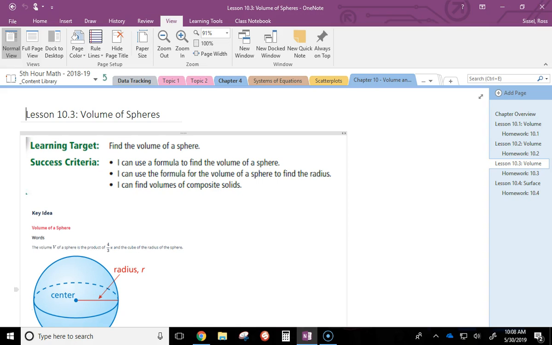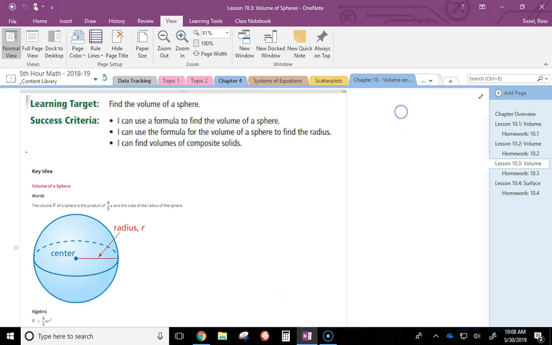Yesterday we worked on a cone. What was the only difference? It's pointed at the top, so what's different in the equation? We have to divide by 3, or times by 1/3. For a sphere, we have to find the volume of a sphere.